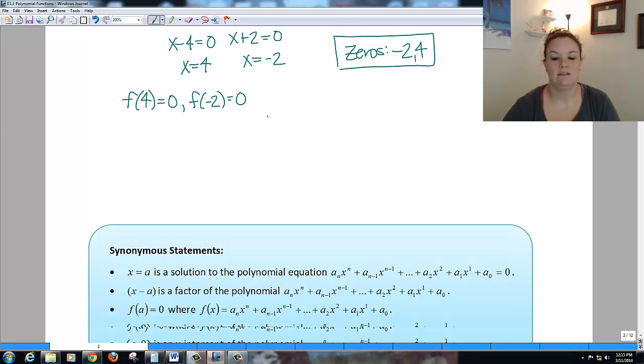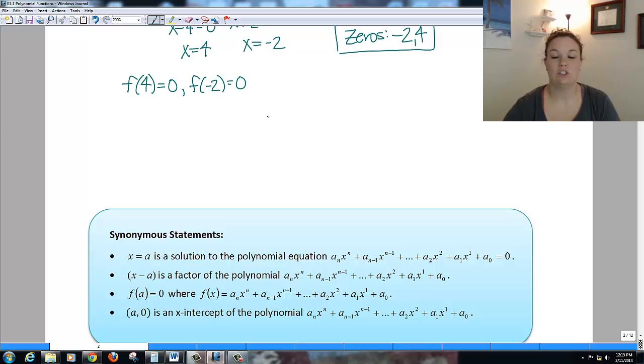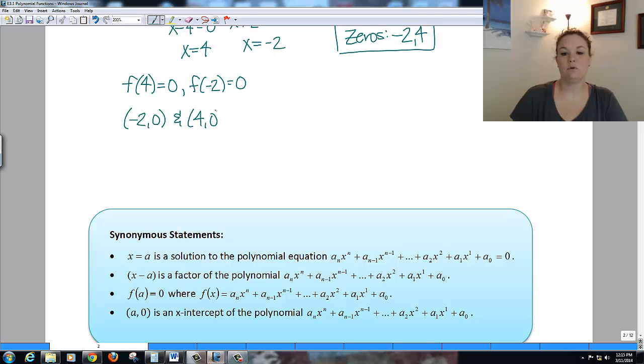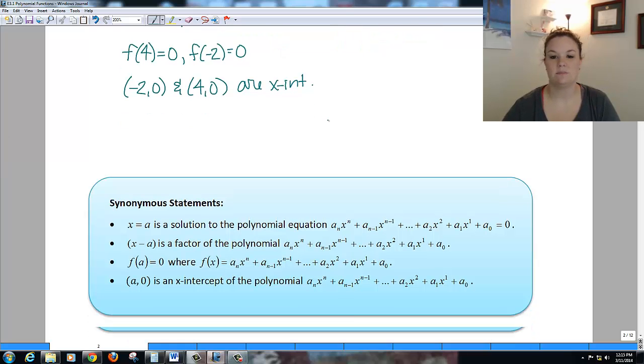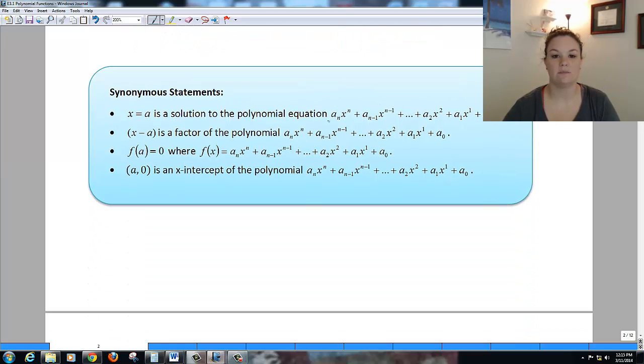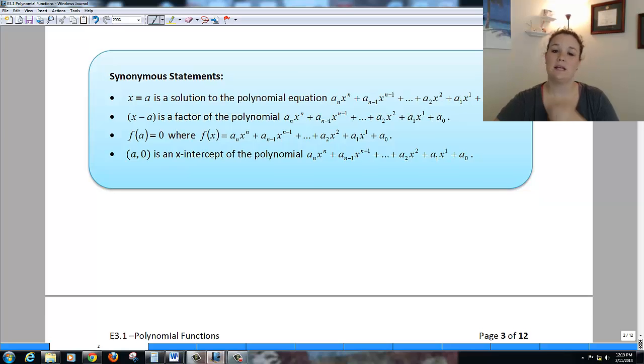Okay? And then the last one is that these two solutions I got, since we're calling them zeros, actually means that they are x-intercepts of this polynomial. Okay? So that means that (negative 2, 0) and (4, 0) are x-intercepts. So all these statements mean the same thing. If you get stuck on something where they ask for a factor, or an intercept, or a root, or a solution, it's all the same thing. It's just in how they want it entered.